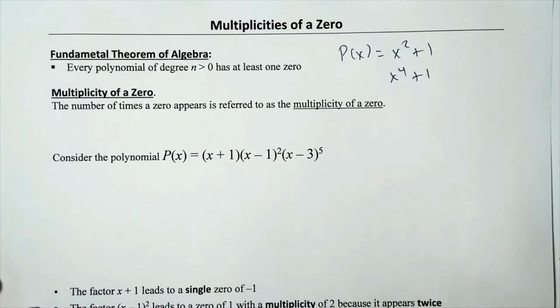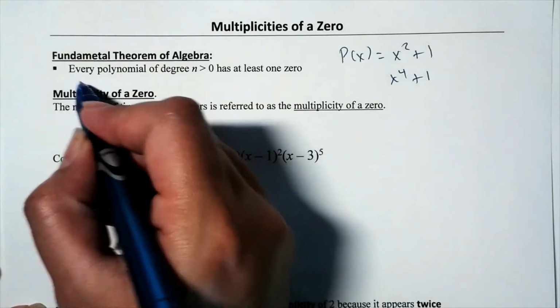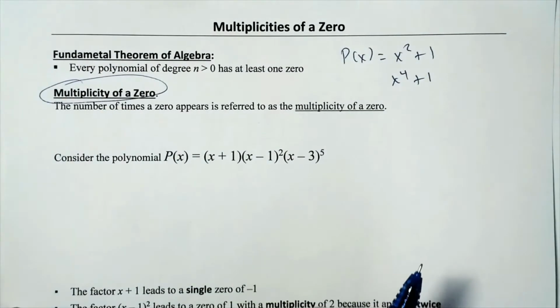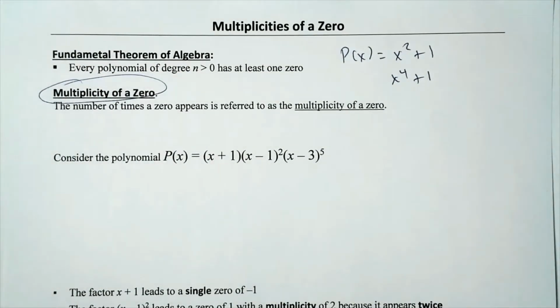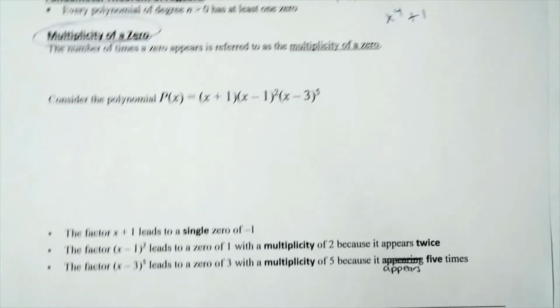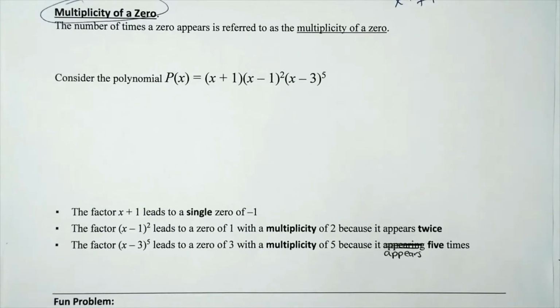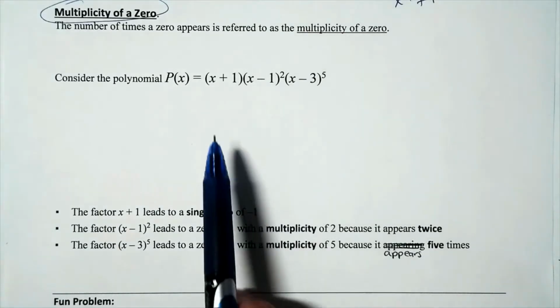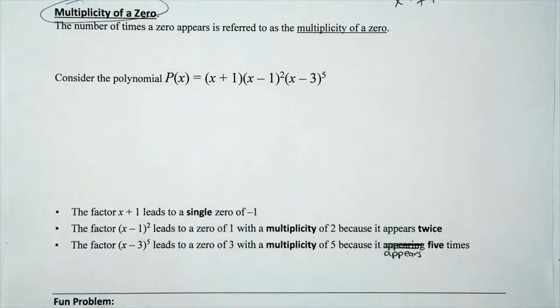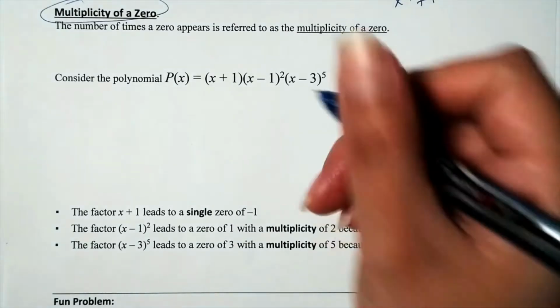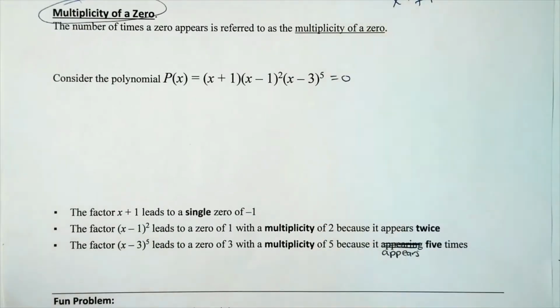Now to get to today's topic, or part of the topic, is multiplicity. Multiplicity tells us how many times a zero appears. Let's illustrate that with this quick example. The polynomial is right there, the answers are right there, but we're going to pretend that they're not. Suppose that we are asked to find the zeros of this polynomial. Lucky for us, it's already in factored form. So when we set it equal to 0, what will the zeros be?